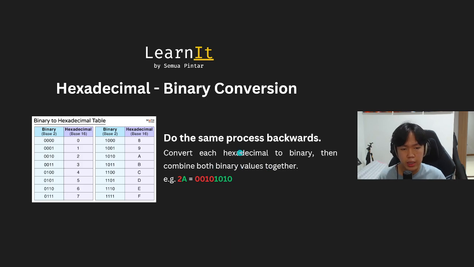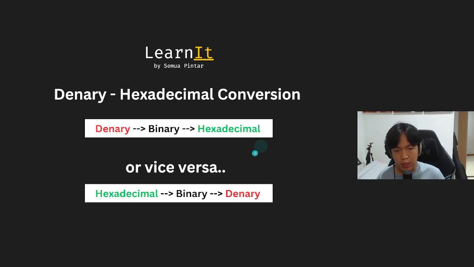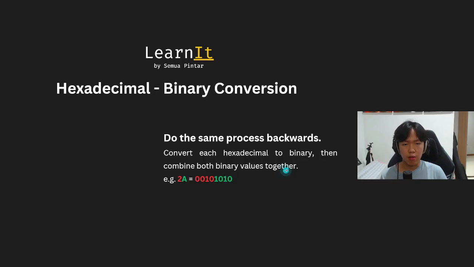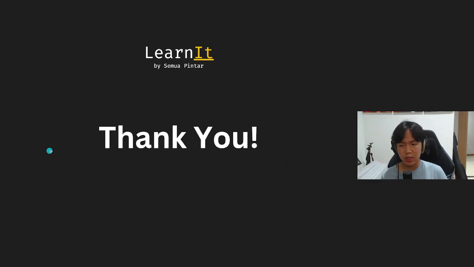Okay, so that's simple. How about hexadecimal to denary, or denary to hexadecimal? That's where it gets a bit complicated, because there's no straight path to converting from denary to hexadecimal and vice versa. So you have to convert denary to binary first, and then to hexadecimal, and vice versa. Okay, that should cover the entire topic of conversions. So that is all for the material itself.